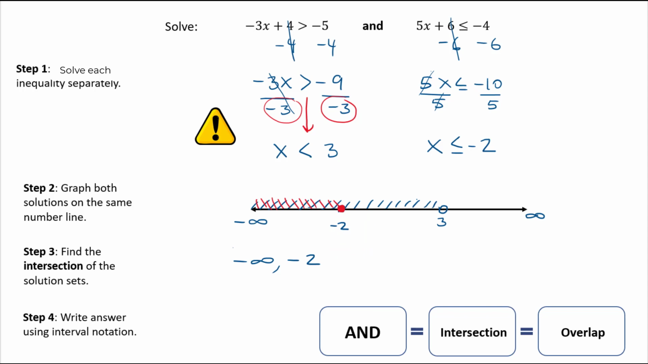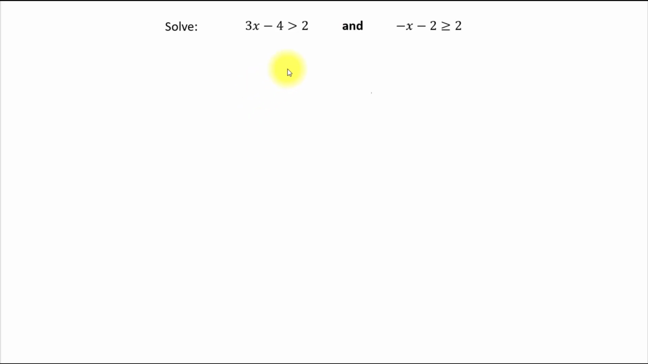We always put parentheses right next to infinities, and right next to -2 I'm going to use the bracket because of the closed circle. The bracket indicates that -2 is part of the set. And that's going to be the solution to the given compound inequality. And here's one more example of the compound inequality with the word and. Let's solve each inequality separately.